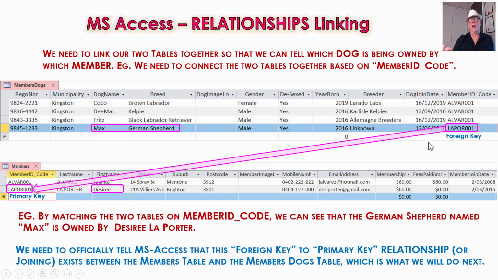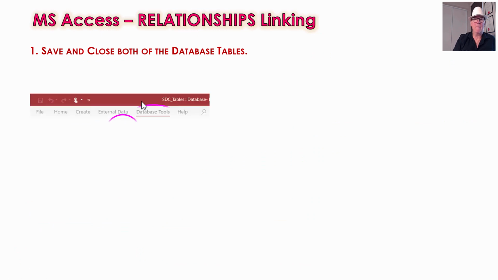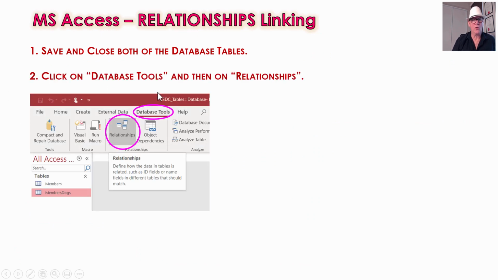They don't care where they live or what their postcode is or anything. They're just interested in that number when they're in the foreign area where the other things are. Now, how do we tell Access about that linking? Well, you go to Database Tools and you go to Relationships, all right?